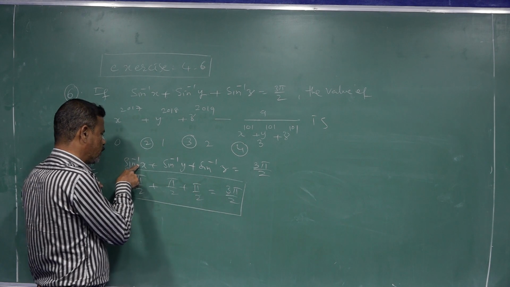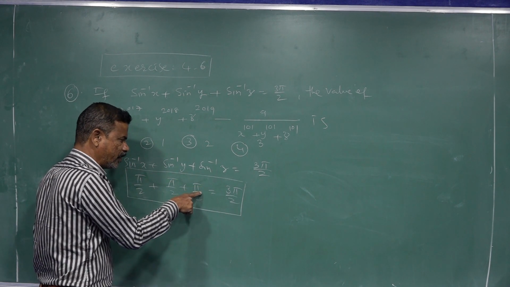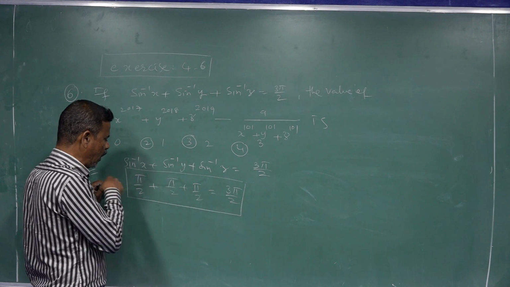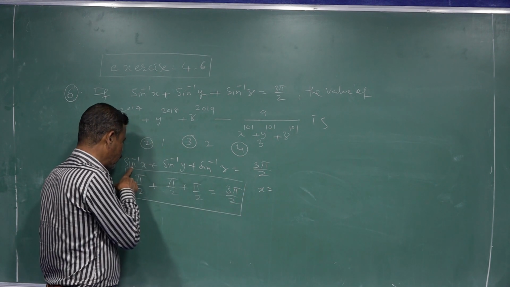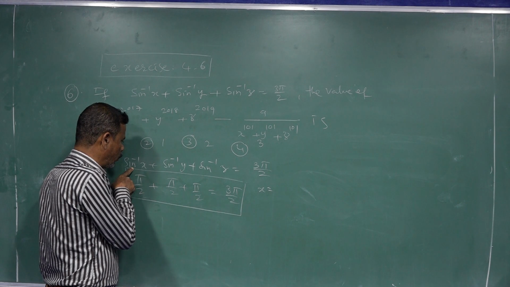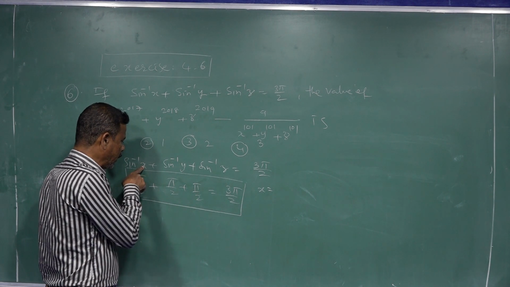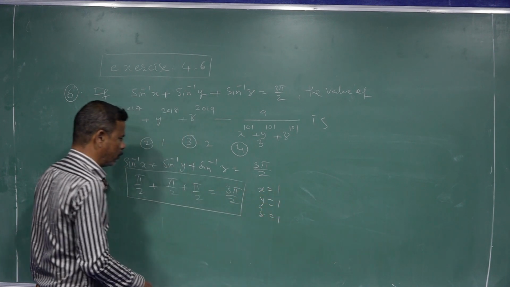Then sin inverse x is equal to π/2, sin inverse y is π/2, sin inverse z is π/2. Now 3π/2 came. Now x value, how much? From this, x is equal to sin of π/2. Then x is how much? 1. Y also 1, z also 1.